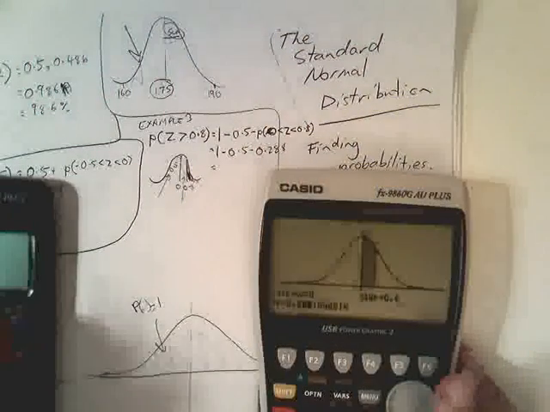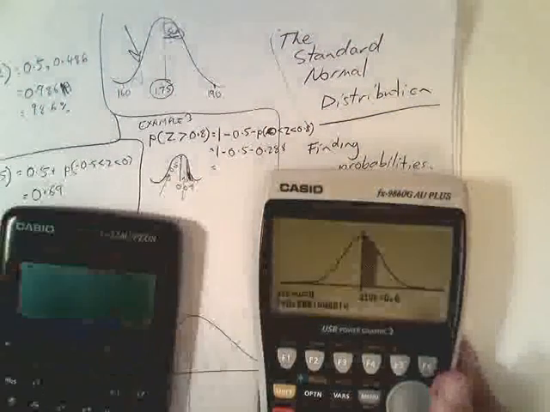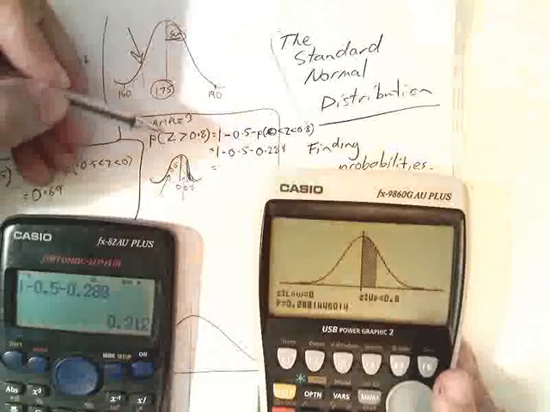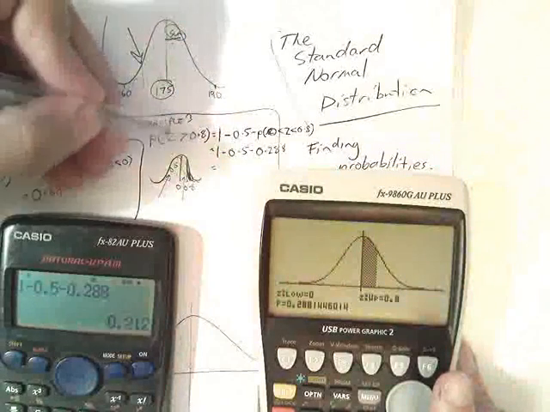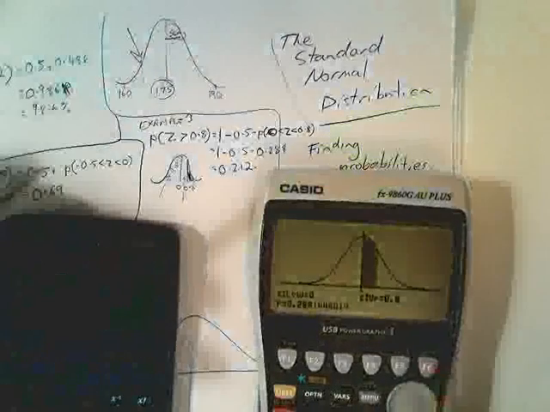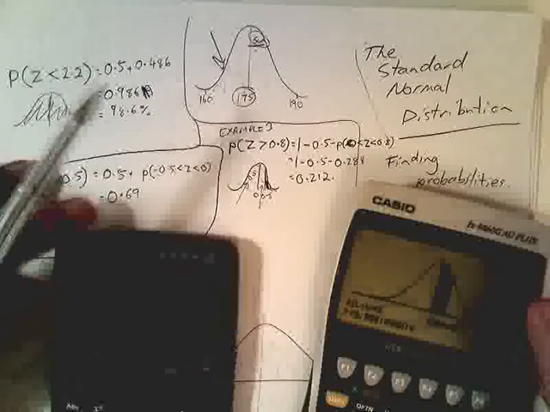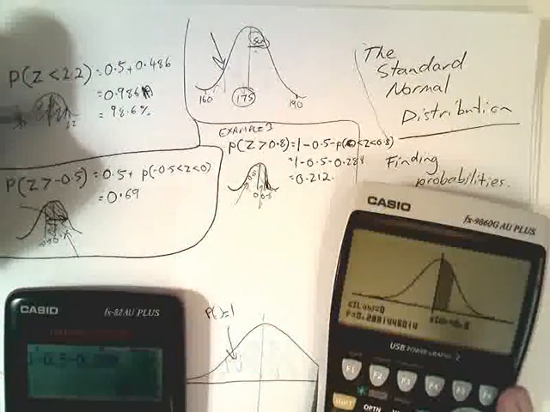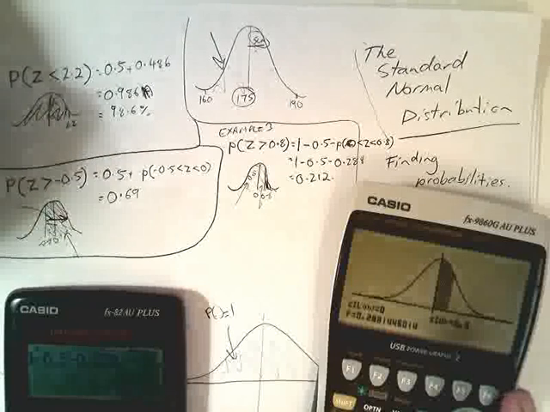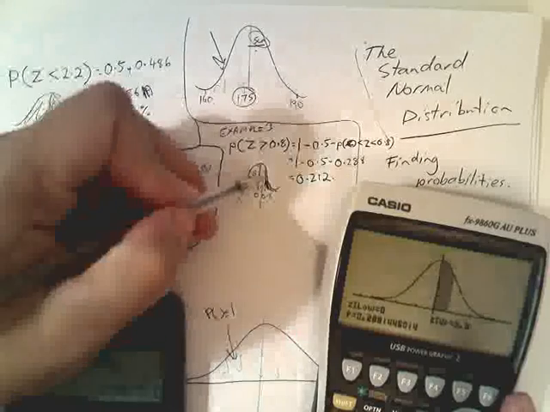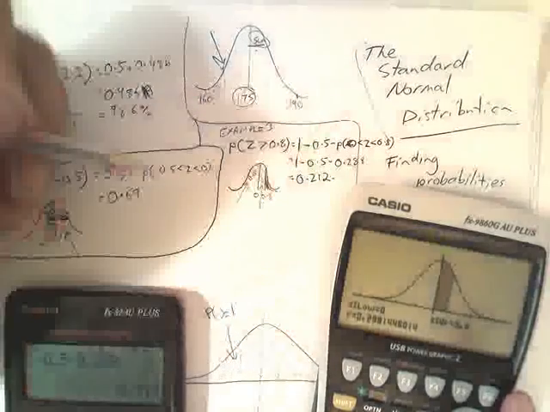Now, I don't like jumping from thing to thing in my calculator, so here's number 2. 1 minus 0.5 minus 0.288. So the probability that z is greater than 0.8 will be 0.212. Okay, so hopefully you're getting a feel for how this all comes together. You pretty much always have to find an internal part, whether that internal part is that piece here, or this piece here, or this piece here, and then work around that in some way.